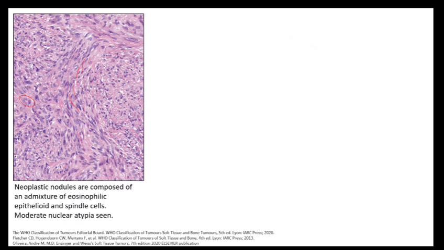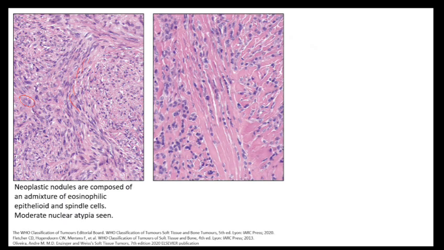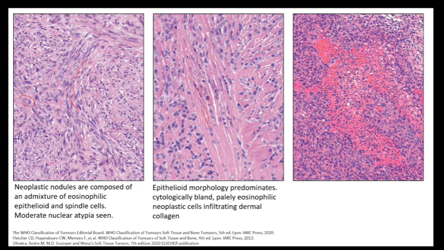Here they are a little bit spindly, showing mild to moderate nuclear atypia. And these tumor cells are infiltrating the dermal collagen, if you see. Then here are the areas of necrosis with severe nuclear atypia and mitosis, right? If you could see. Then this is that necrosis which is lined by these palisading tumor cells which are epithelioid looking, right?